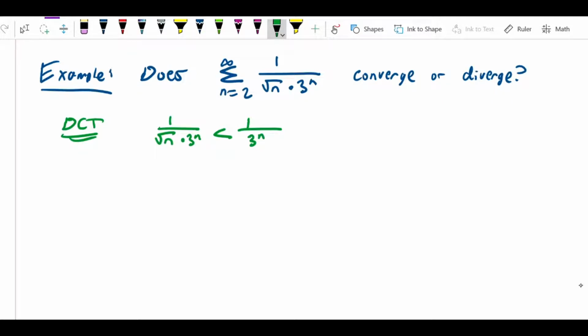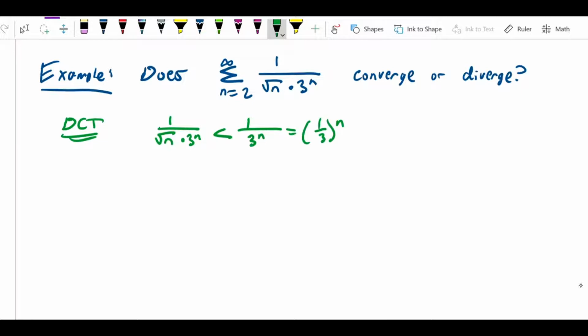Why? Because since I'm starting with 2, I'm making the denominator bigger: I'm going to multiply it first by the square root of 2, then by the square root of 3, then by the square root of 4. So this term is going to have a larger denominator, and therefore the fraction is going to be less. And of course this is just equal to 1/3 to the n.